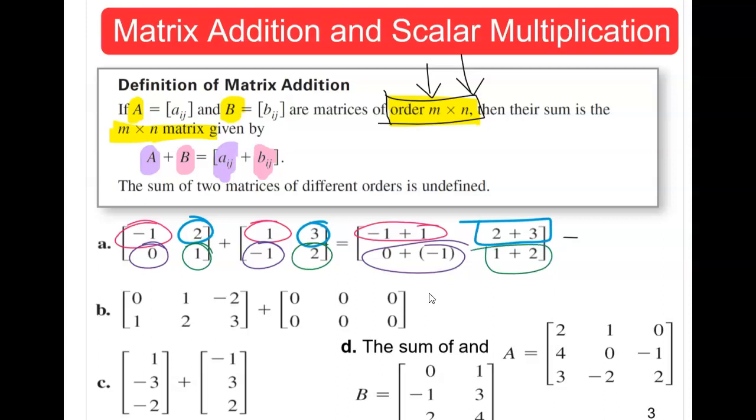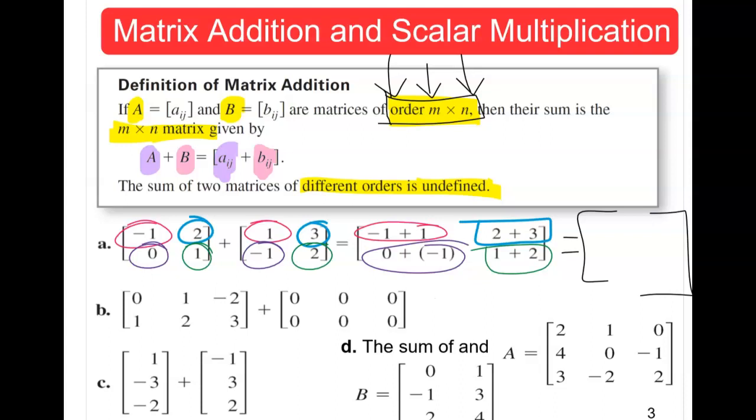And what happens when they don't have the same number of rows and same number of columns, or if they are of different order? Well, we simply say that they will be undefined. So the sum of matrices of different orders is undefined. So you have to make sure that you have the exact same number of rows, exact same number of columns.